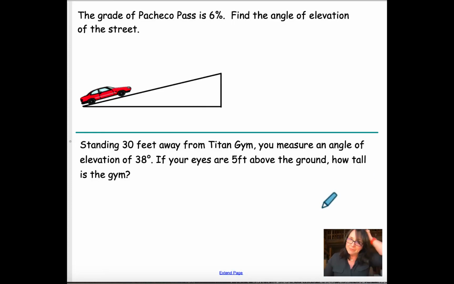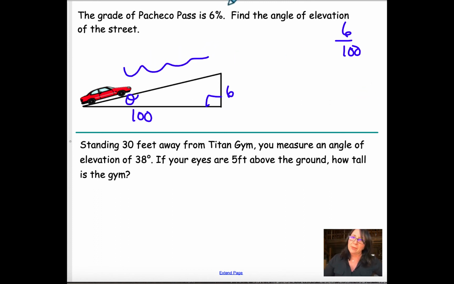Again, same thing. The grade of Pacheco Pass is 6%, which means that's 6 over 100. That's your rise over your run, okay? This is a right angle. Altitudes are always right angles. They want to know the angle of elevation. So again, they want theta. I don't have the hypotenuse. I'm not looking for the hypotenuse. I'm not going to use sine, and I'm not going to use cosine. I have to use tangent because tangent's the only one that does not use the hypotenuse.